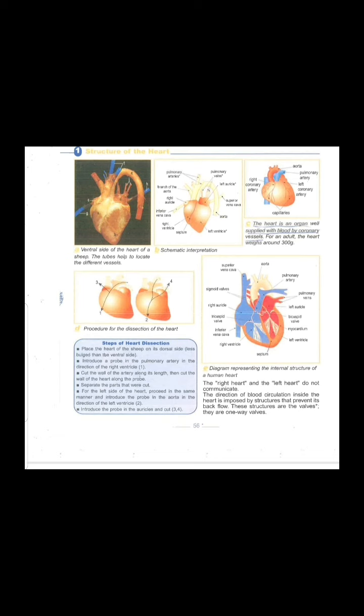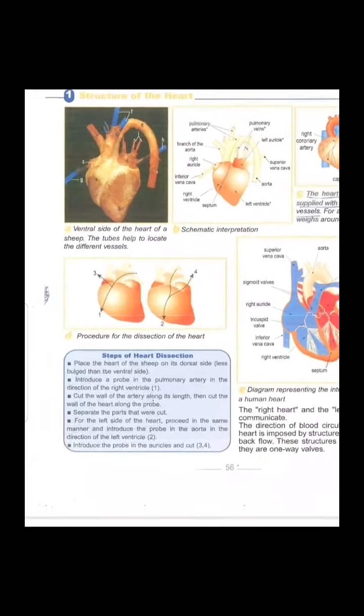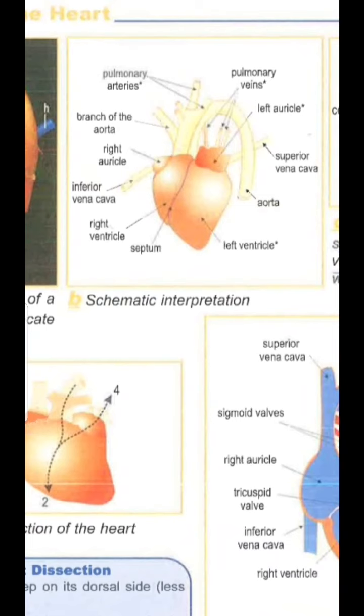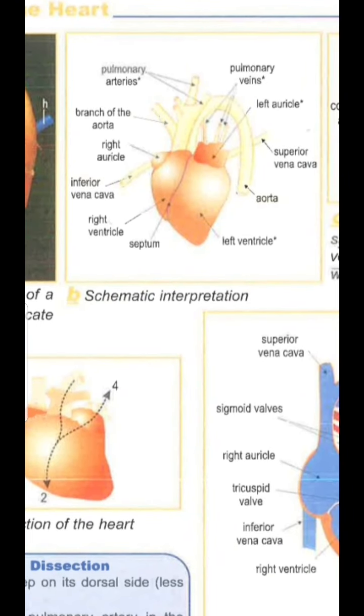The right auricle and the right ventricle are separated from the left auricle and the left ventricle by a septum. In the pictures, it is located upward. To memorize the heart structures, you need to memorize it well, grade 9. So I have the left ventricle, the septum, the right ventricle. I have the left auricle directly above the left ventricle. The right auricle is upward from the right ventricle.